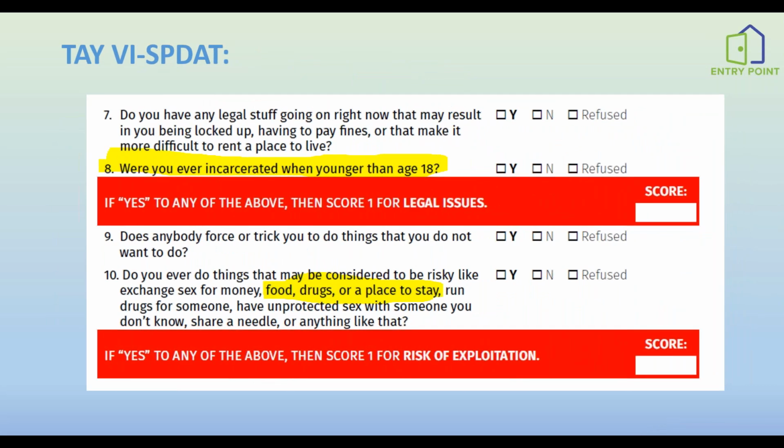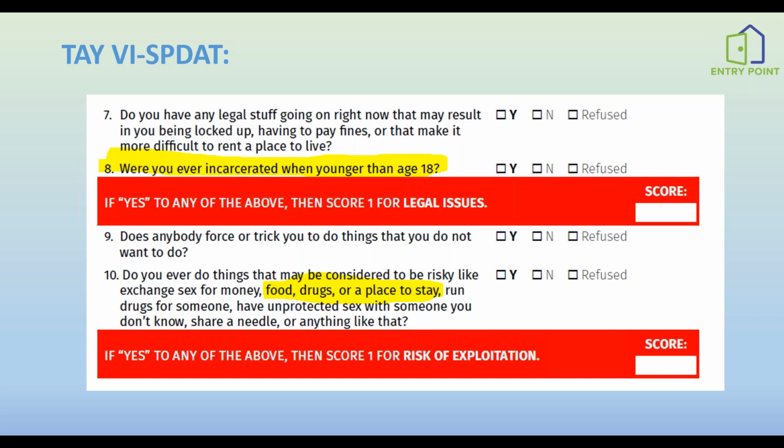Now, there are 2 or 3 questions on the youth VI SPDAT that might seem a little funny when you think about them, that are not at all on the individual older adults VI SPDAT. And one of those new questions is question number 8 in the legal issues. Were you ever incarcerated when younger than age 18? You might think, well, this person's 21. What difference does that make?